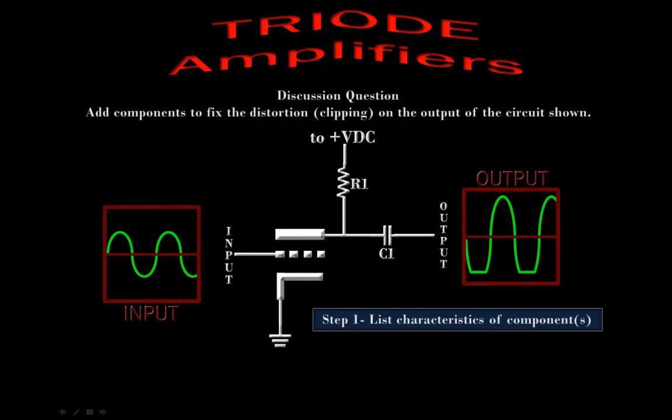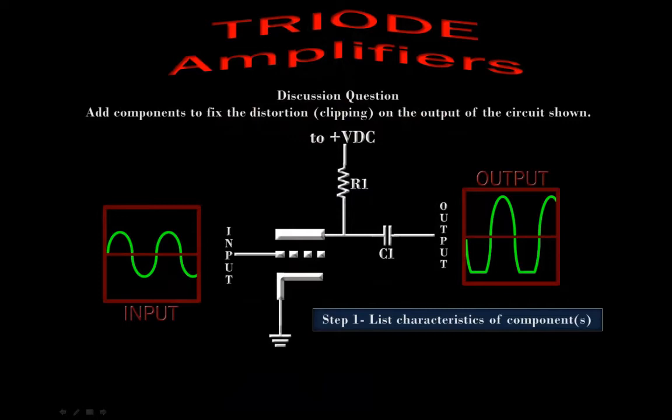Whenever we look at a circuit and analyze what's going on, we have a process that we'll use. I'm going to start introducing this now. We'll get a lot more into it in later semesters. The first step is always to list the characteristics of the components. Now we have a resistor and capacitor here that we're not going to list, so hopefully you know them at this point.